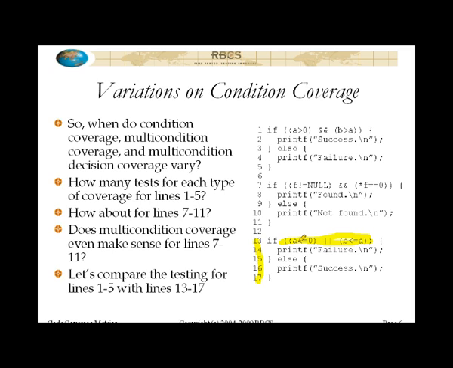Now, multi-condition coverage, again, will be the same as before. It's true, true, true, false, false, true, false, false. In this case, we can actually do that, which was not true up here because of this condition here. And in the case of multi-condition decision coverage, it's true and don't care, and then false, true, and false, false, the things that we need to look at there.